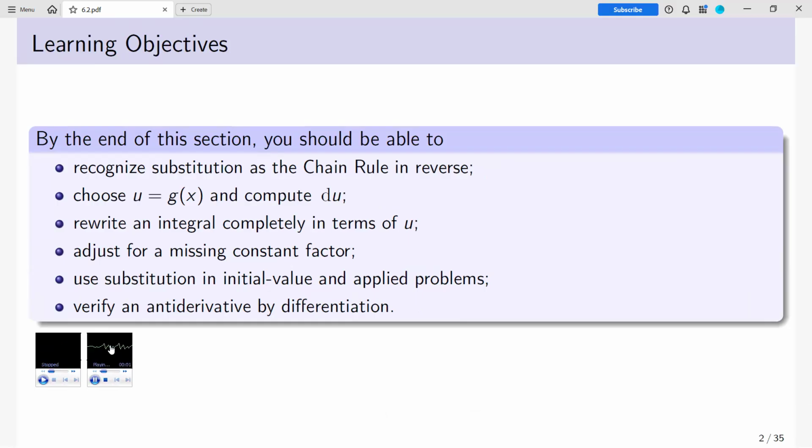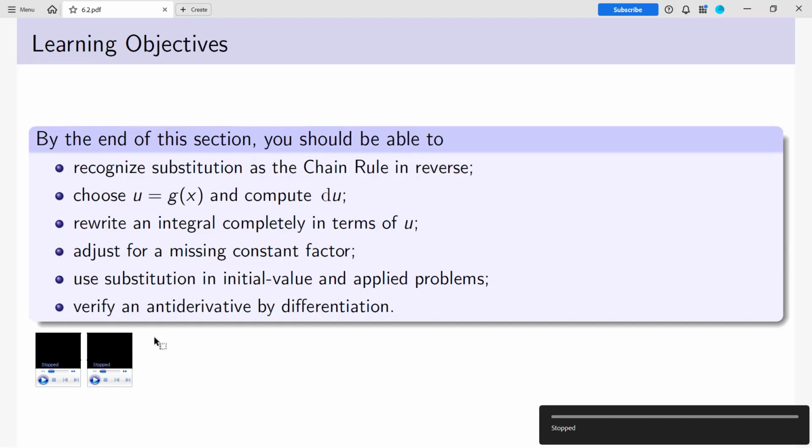These objectives focus on recognizing structure, carrying out the substitution correctly, and checking the result. Choosing u is the main strategic decision. The rest is often routine. It is like choosing a major. Choose wisely and you are destined for success. Choose poorly and your youth will be wasted.